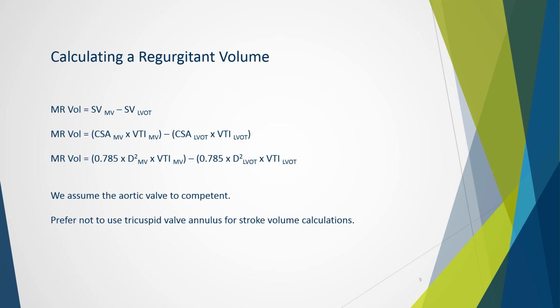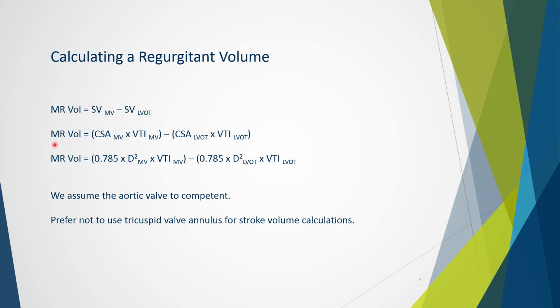A common valvular lesion is mitral regurgitation. In this instance, we can see mitral regurgitation volume is equal to the stroke volume through the mitral valve minus the stroke volume through the LVOT. So the LVOT is the competent area, and the mitral valve is the incompetent area.